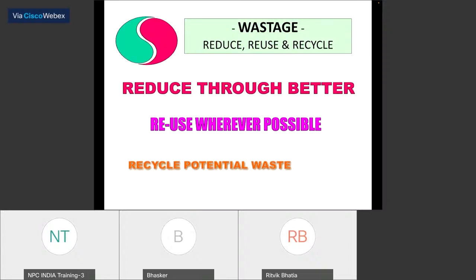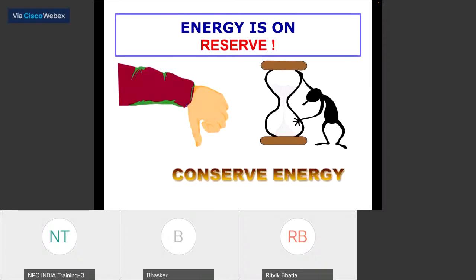So wastages should be reduced: reduce through better things, reuse through whatever is possible, and recycle the potential waste for our country. As I told you in the first slide only, India has only 1% of the total resources in this whole world; our energy is on reserve. Please note this. As Indian citizens, we must consider that we do not have fossil fuels like coal, oil, gas, and lignite. We have hardly 1% of fossil fuel in this country, whereas we have to give this fossil fuel secondary power of electricity to 18% of the world population.